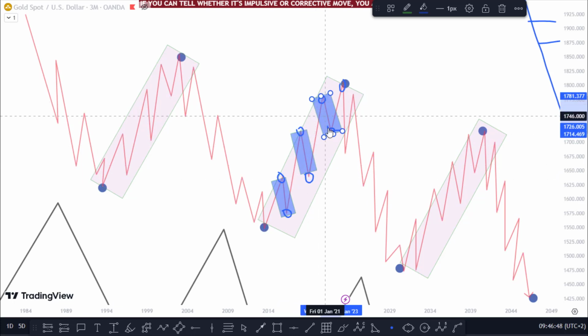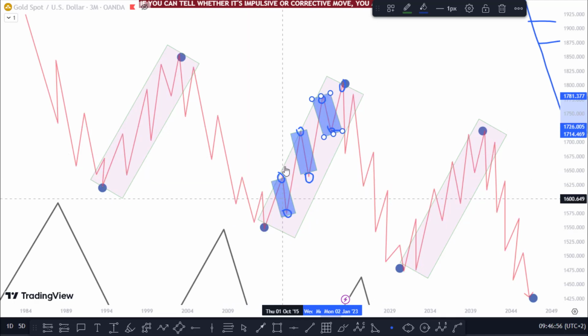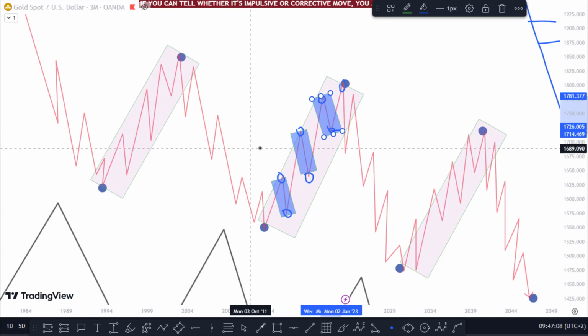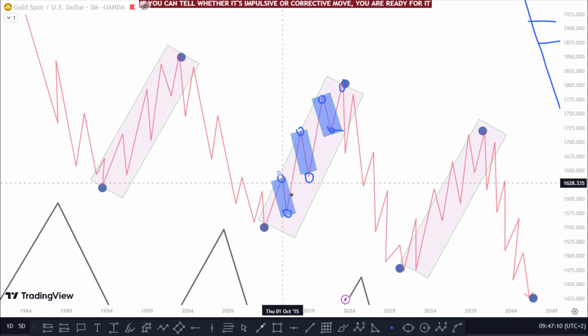So in order to study this zone, if you want to take any trade during this pullback or this corrective move, please use the daily time frame. Use the daily time frame to study these zones. Hope this is clear and very understandable, guys.